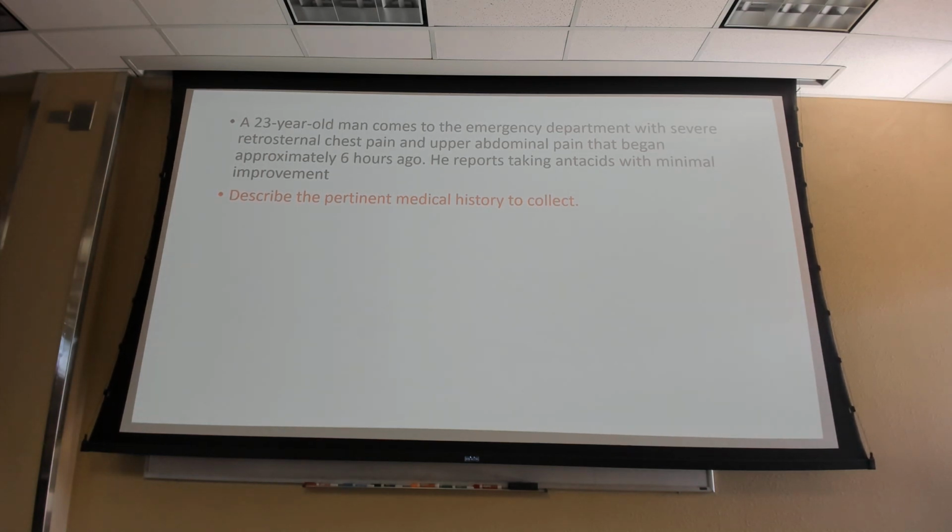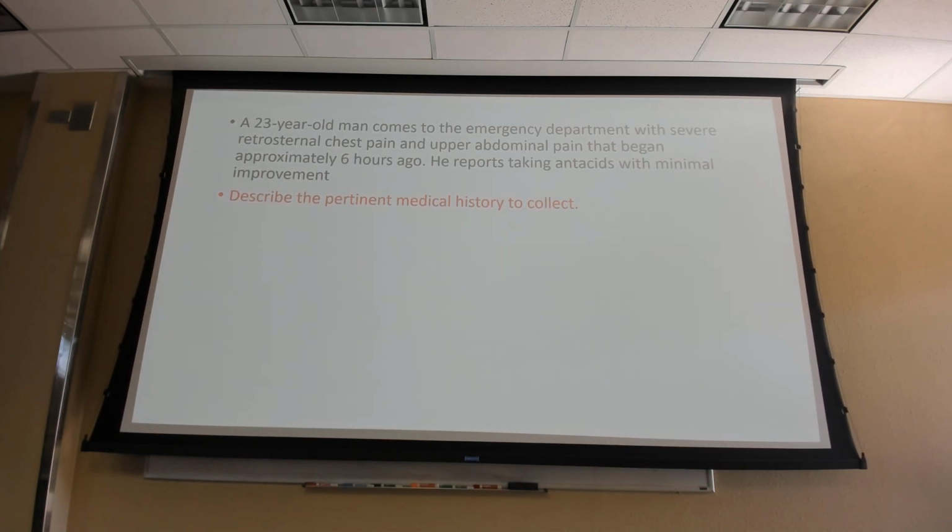All right, so you've got a 23-year-old who comes in the ED with severe retrosternal chest pain and upper abdominal pain that started 6 hours ago. He tried some antacids, no improvement. What else do we want to know for him? Yeah, good. Alcohol, I heard that, good. Yep, is there any vomiting? Obviously, any past medical history, what medications they're on. Just based on this, what's in your differential?